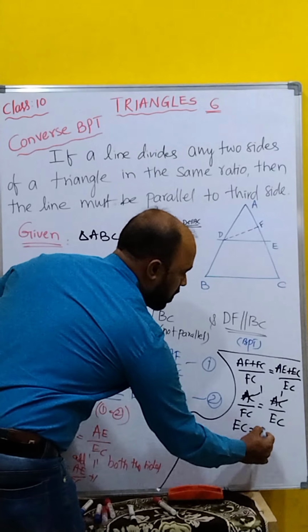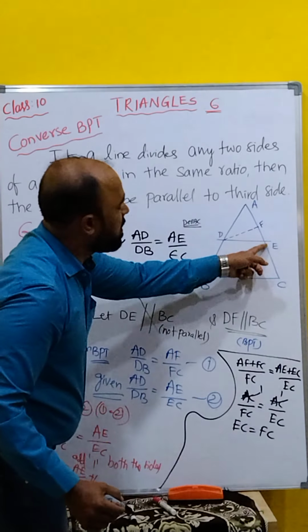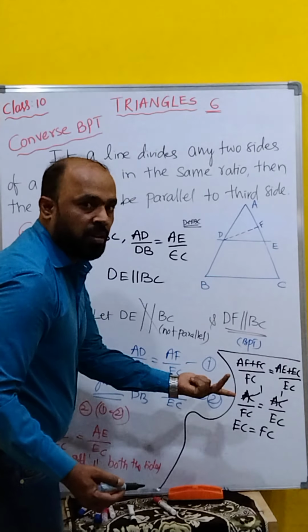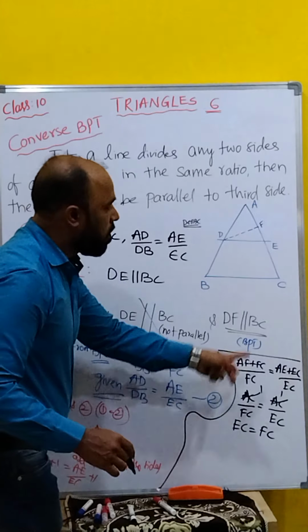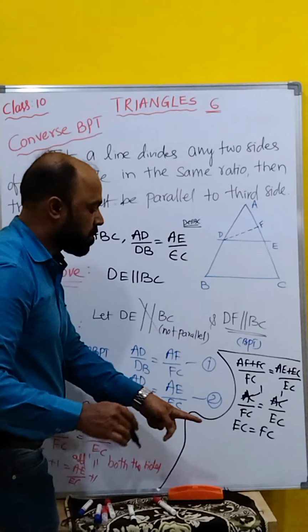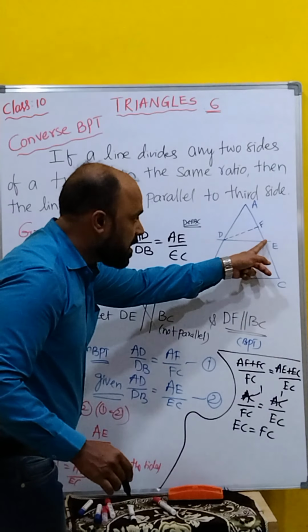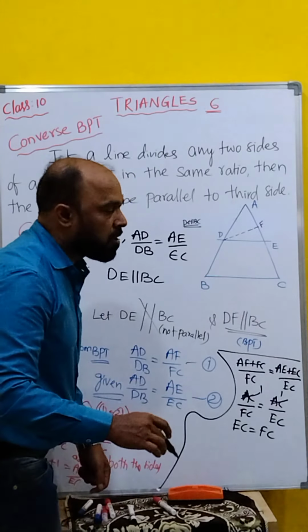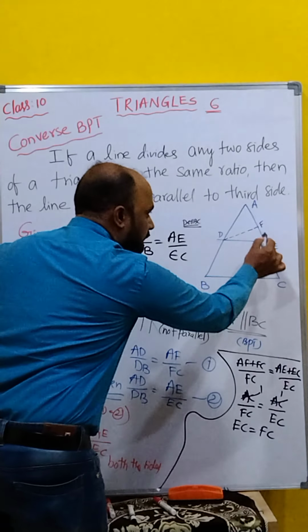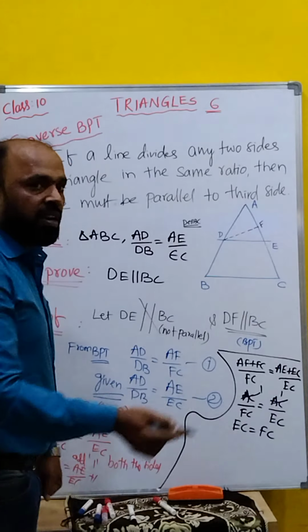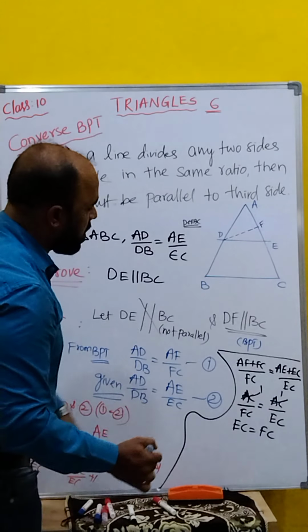EC is equal to FC. Is this possible? When is it possible? When E and F both coincide, then only it is possible. Observe, children. EC is equal to FC we got finally. When E and F both coincide, then only EC is equal to FC, or FC is equal to EC, is possible.